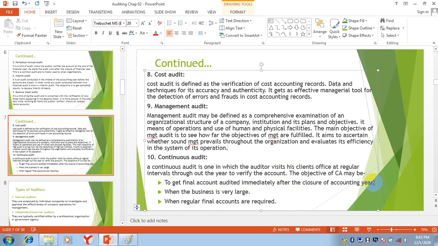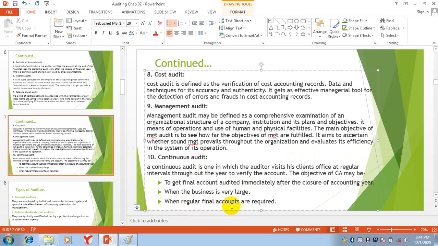One objective of the continuous audit is that when the year ends, we will quickly audit the accounts. When the business is very large, the auditor comes regularly, because if he comes at the end of the year, it will take too much time to conduct the audit. So throughout the year he is coming and auditing the accounts.